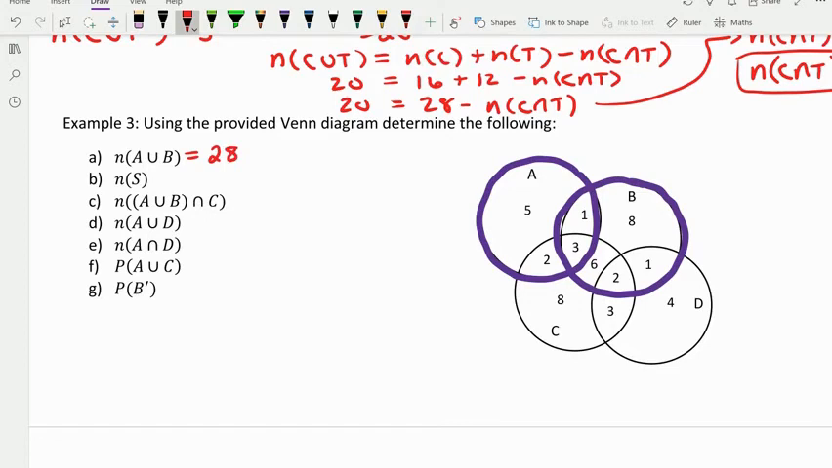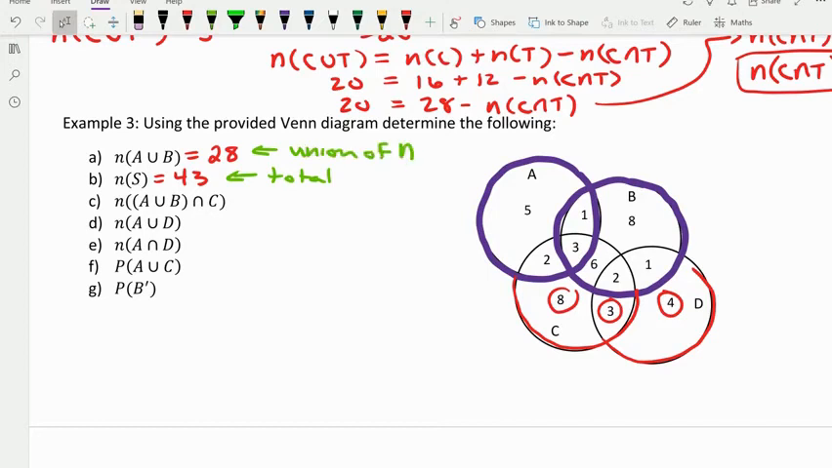Next one, n(S). Remember, n(S) is the total number of things. Total number means let's add up all of the values that are in all of these circles. So now we have our 28. We're going to add on our extra stuff from the rest of this. So the 28, the 4, the 3, and the 8, and we end up with a total of 43 things. So let's just add some notes again. This is total. This is union of A and B.